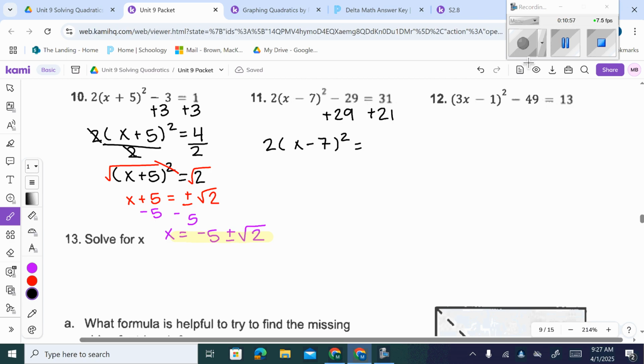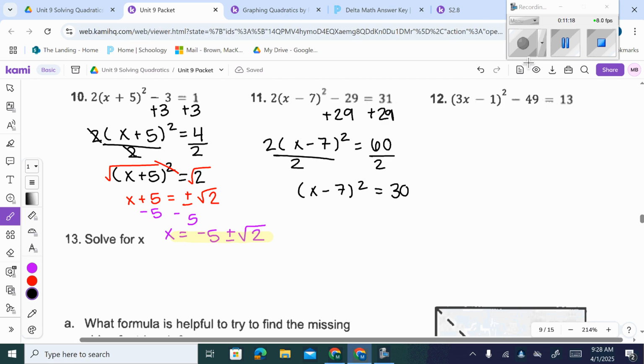31 plus 29 is 60. All right. So, Leah, what should we do next? Divide by 2. Good. Divide both sides by 2. 60 divided by 2. Good.